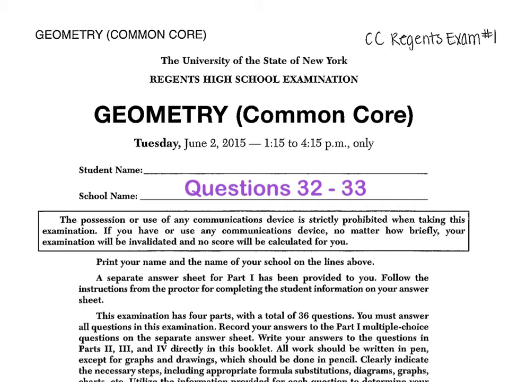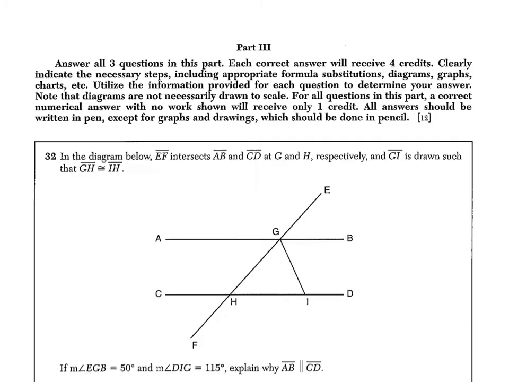This video will cover the Geometry Common Core exam from June 2015, questions 32 through 33. Number 32 is the first 4-point question, which means that it requires a little bit of work, more than we've been doing, in order to solve for the answer.